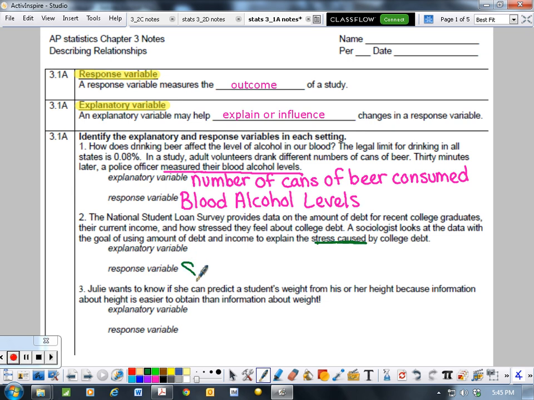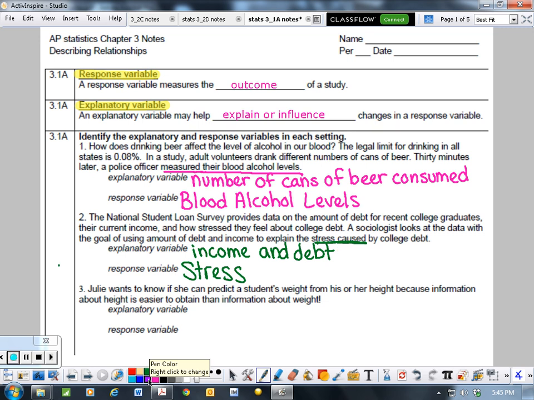So the response variable is stress. We're probably measuring that stress. And we're looking at two different things that influence that, and that would be income and debt. Because if you have a lot of debt but a high income, your stress level may be different than if you have a low income and a big amount of debt. So they're looking at the relationship between income and debt and how that may reflect on stress.